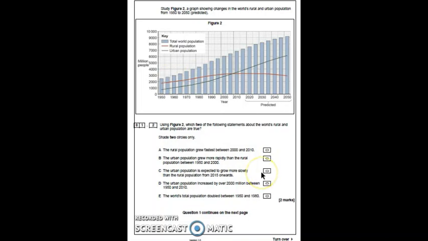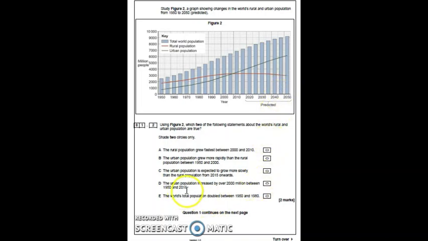Now, C, the urban population is expected to grow more slowly than the rural population from 2015 onwards. So from 2015, is the green line going to be less steep than the red line in the future? So if we look at the future, the answer is no. In fact, the opposite is predicted to happen.